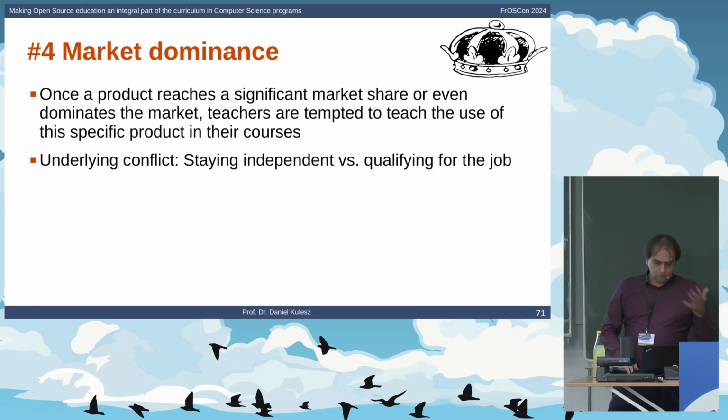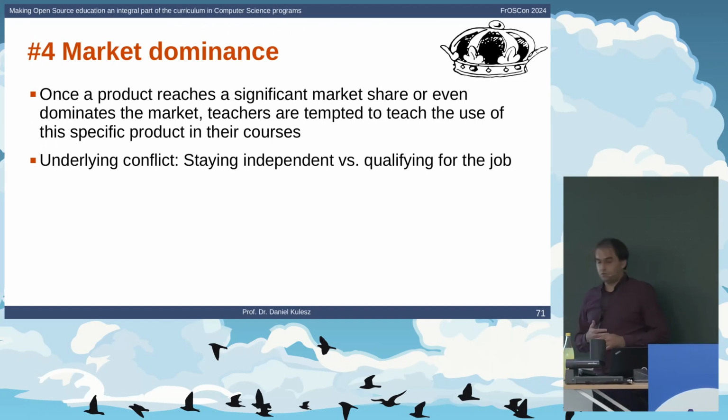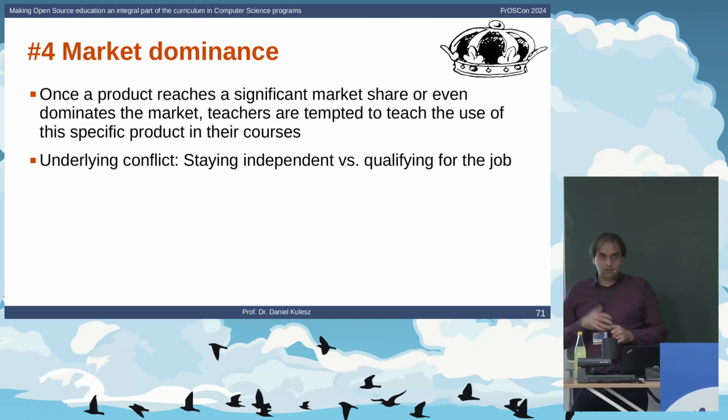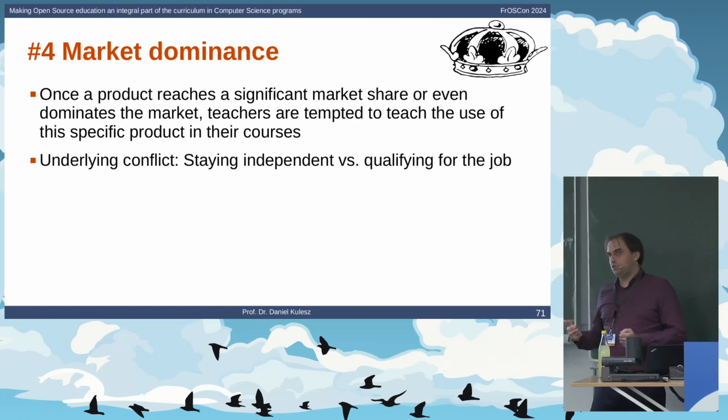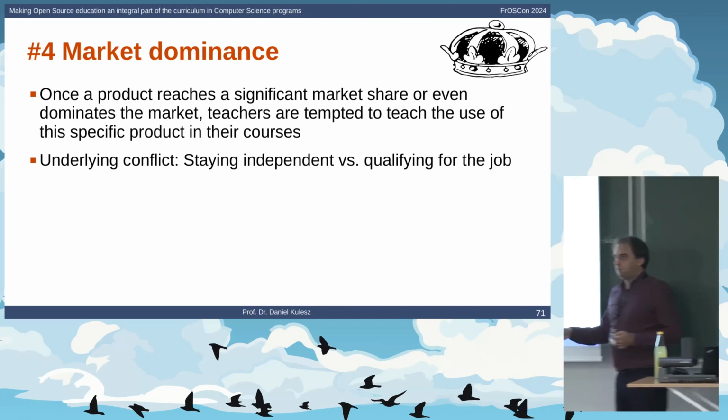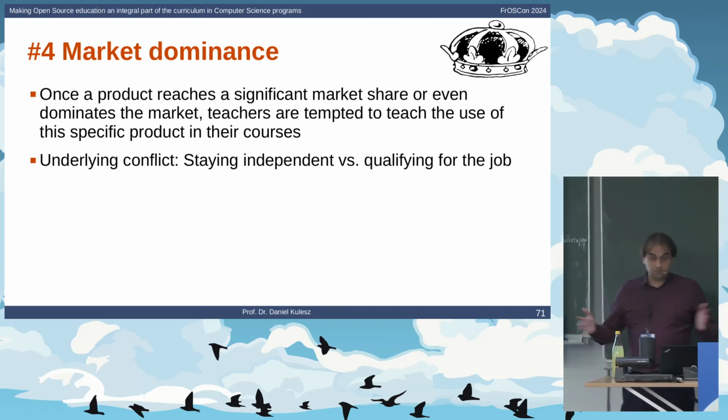And the conflict that's underlying here is probably that on the one hand, some lecturers try to stay independent from commercial vendors of software. On the other hand, they also have the job to qualify the students for the job later on. And now if they only teach them some product with a market share of 0.001%, and the students then do some internship, go to some company, and they see the company runs a different software, then maybe they will not know how to do it. So this is always a challenge.